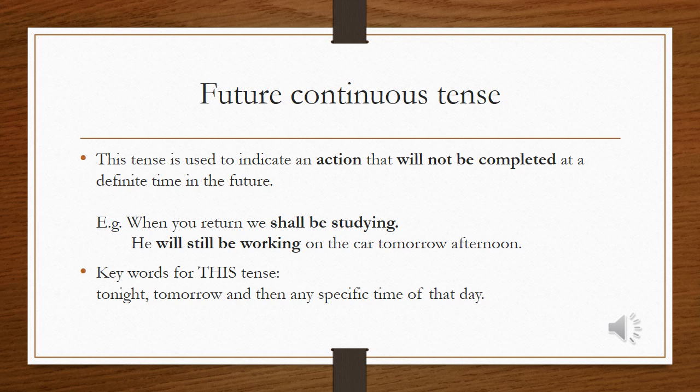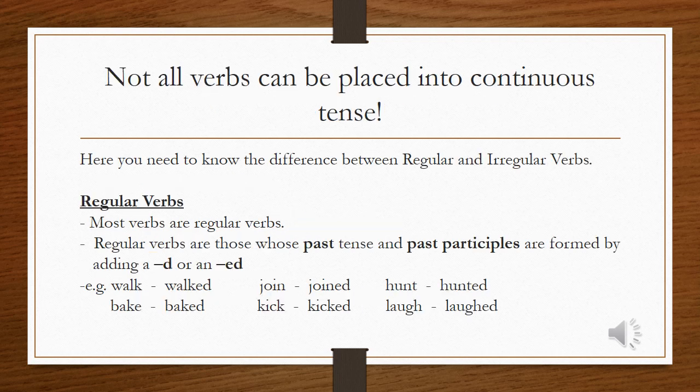Keywords for this tense are words like tonight, tomorrow, and then, any specific time of that day. You can add any time, for example, 1 o'clock or 3 o'clock. And like always, it's not that simple. And here's the catch. Not all verbs can be placed into continuous tense. Here you need to know the difference between regular and irregular verbs.